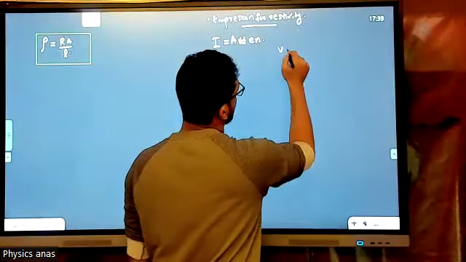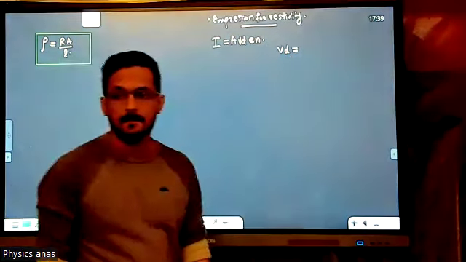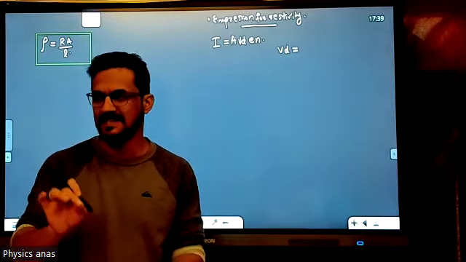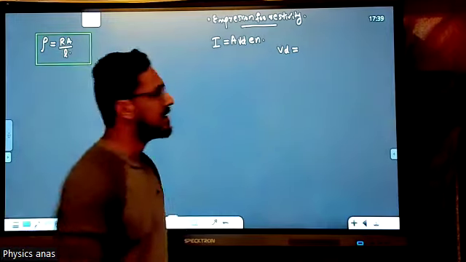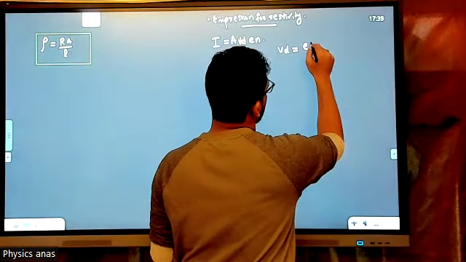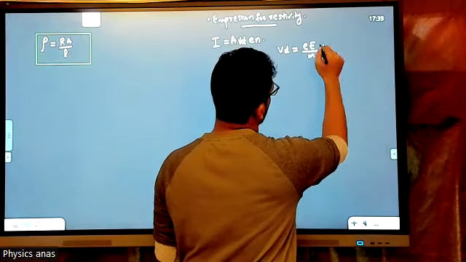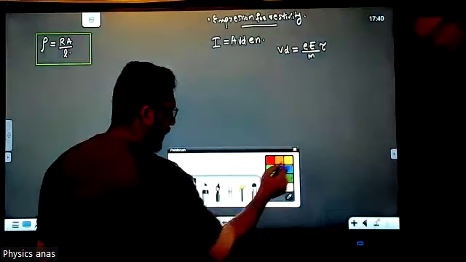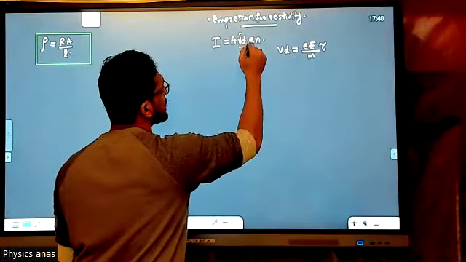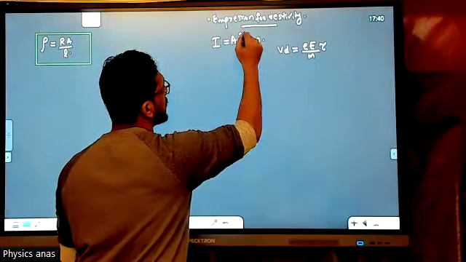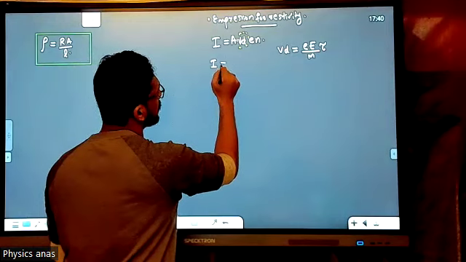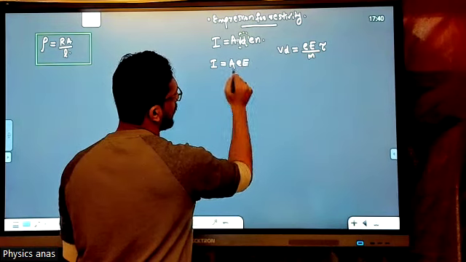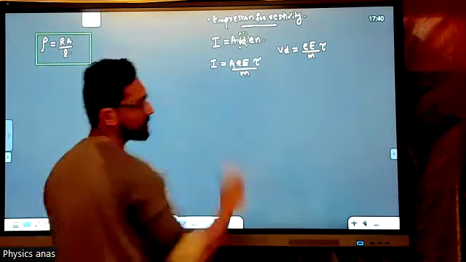We have this equation for v_d. What is the equation for v_d? Minus eE by m tau, right? I am removing this minus. This minus just shows the direction. I'm just using the magnitude only. Then v_d will be eE by m tau, isn't it? That's drift velocity. So I can substitute v_d from this equation: A into eE by m tau. Right?